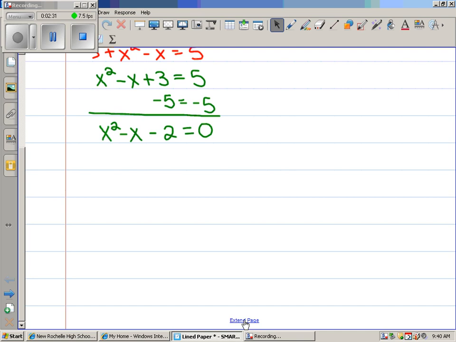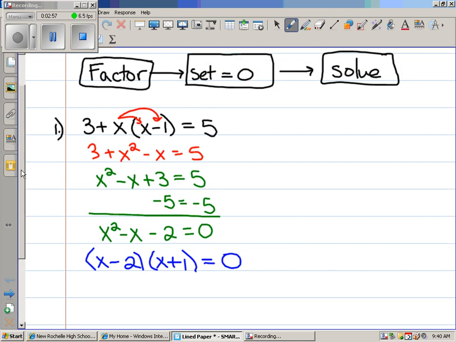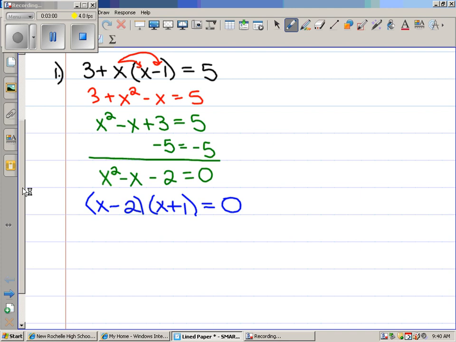Okay, so you're at this stage right now. Step 1, you got to factor it. What does that factor into being? Give me 2 numbers multiplying to -2, adding to -1. Yeah, let's do this. So we got, let's factor this, x minus 2, x plus 1 equals 0. Okay, that's our first part.